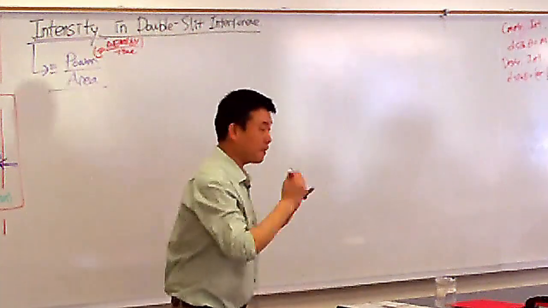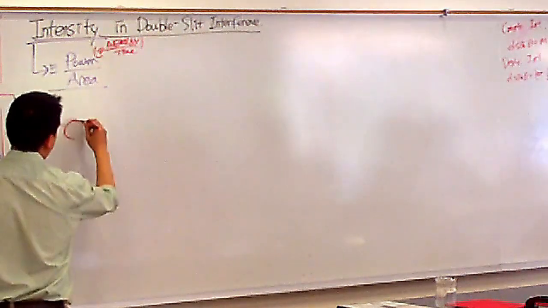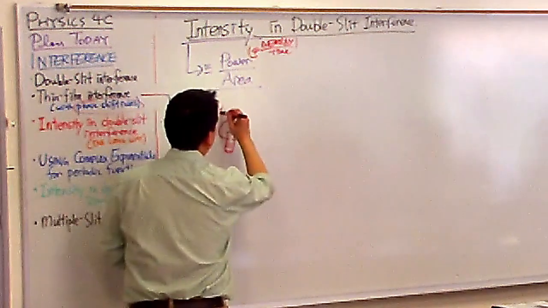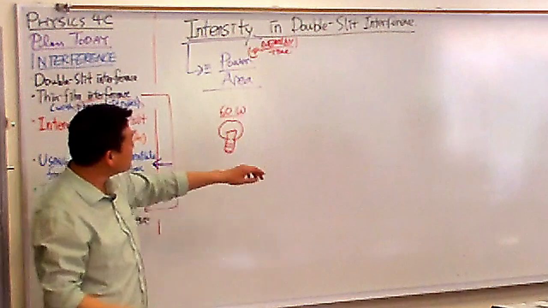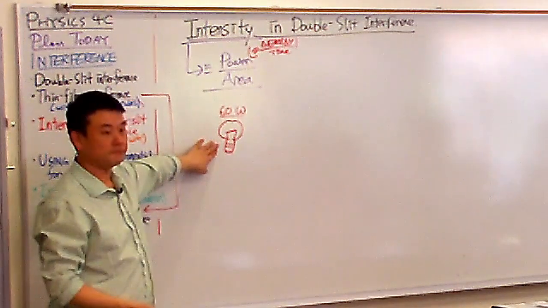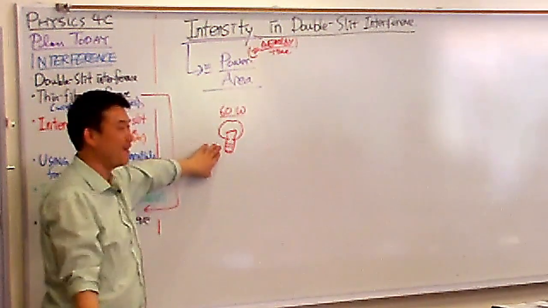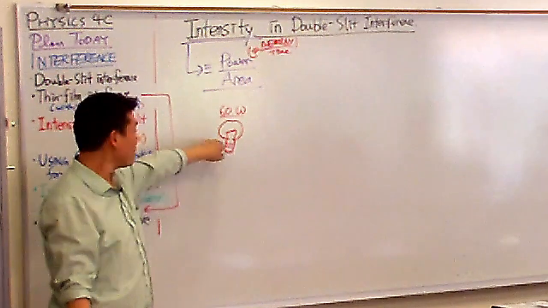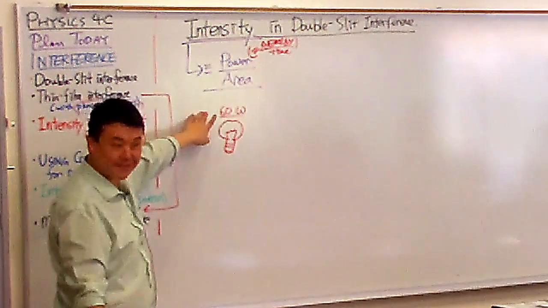Let me give you some complicating factors you have to consider. Let's say you have some light bulb, a 60-watt light bulb. What would be its power, including all the spectrum of light, both visible and invisible? About 60 watt, right? Visible is a fraction of that, but including everything, about 60 watt.